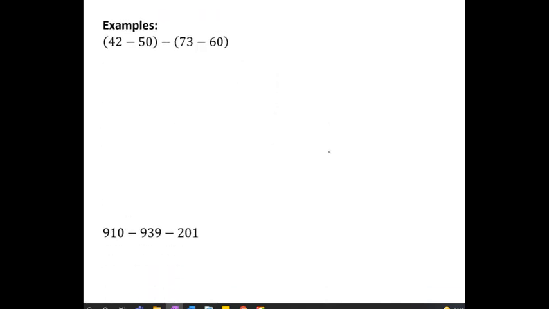So in our example here, we're going to simplify within the parentheses using our sign rules, 42 minus 50, but we're going to think of that as 42 plus a negative 50. Now, eventually, you won't need to rewrite it this way, but at the beginning, if it's helpful, you can do that. Again, I'm going to need brackets here because I'm going to add some parentheses. And we're going to rewrite 73 minus 60 as 73 plus a negative 60.